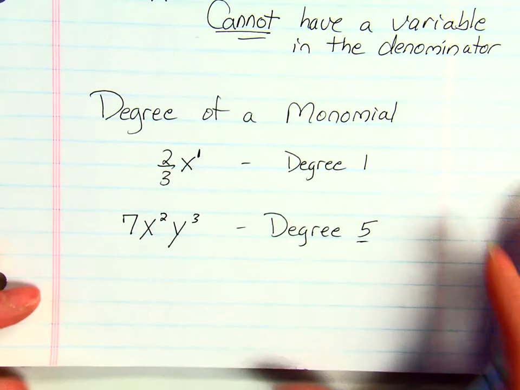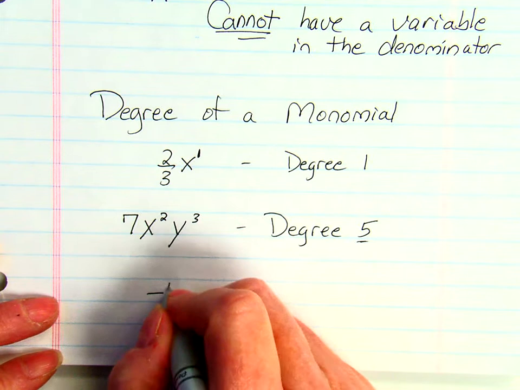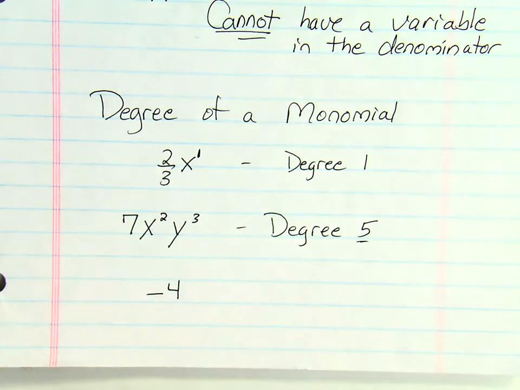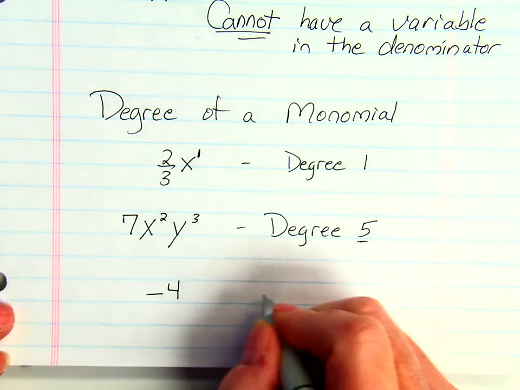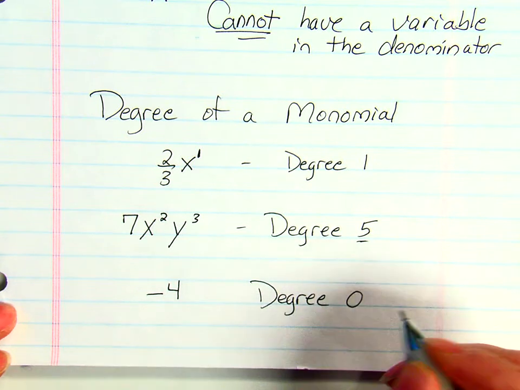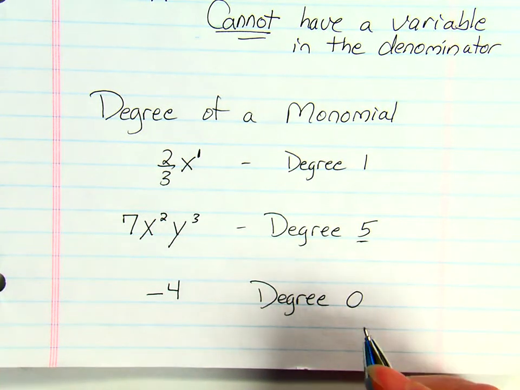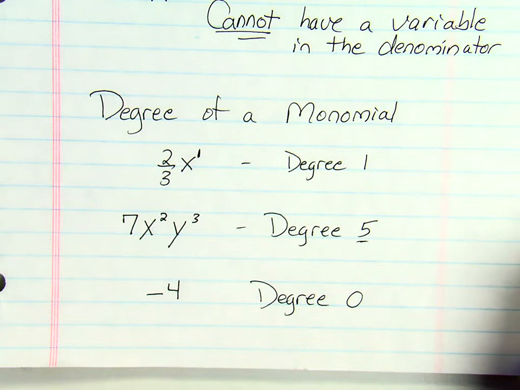And then finally, let's say we've got just a -4. This could be any constant. It could be -273. It could be +1 billion. It doesn't really matter. This is a degree of 0. The degree of a non-zero constant is 0.